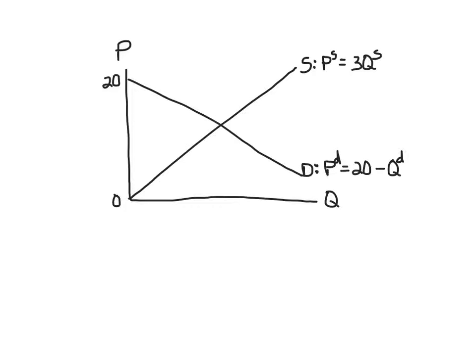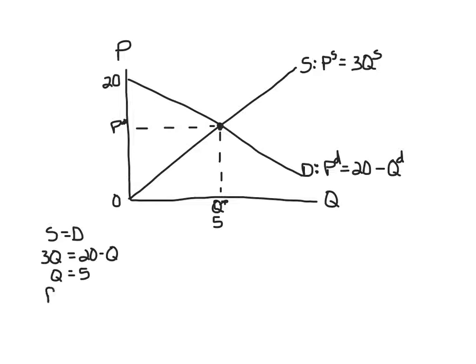Right? And our equilibrium will be where supply equals demand, as always. So let's label that Q star and P star. And we can go ahead and solve for P star and Q star by setting supply equal to demand. So 3Q is the supply price, and the demand price is equal to 20 minus Q. So Q equals 5, right? So we can label 5 here on our graph.